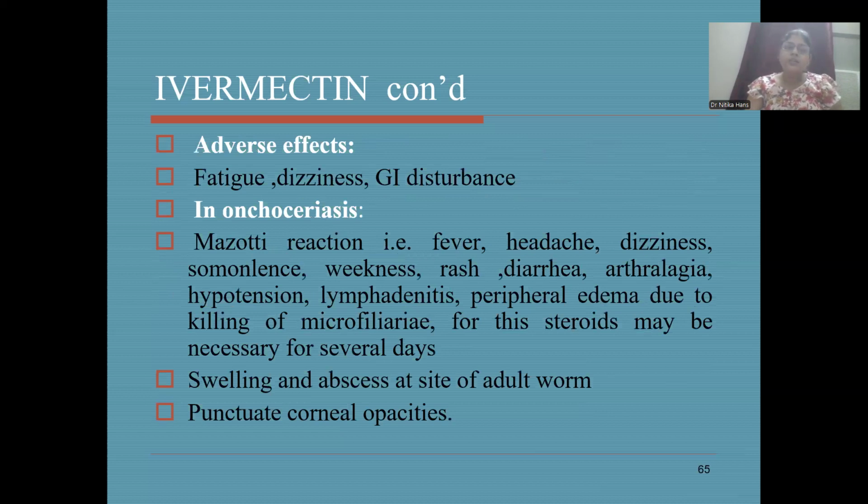Adverse reactions are fatigue, dizziness, GI disturbances. In onchocerciasis, it causes the Mazzotti reaction, in which there is fever, headache, dizziness, somnolence, weakness, rash, diarrhea, arthralgia, hypotension, lymphadenitis, peripheral edema, due to killing of microfilaria. To treat it, we give steroids, which may be necessary for several days. Swelling and abscess at the site of adult worm can occur, and punctate corneal opacities can occur.